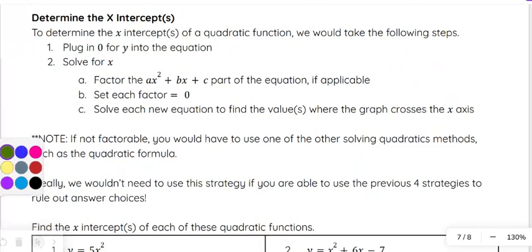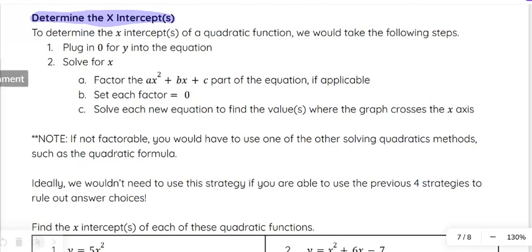So this last characteristic, again, is hopefully something you don't have to use, but I do want to point it out as an option in case you happen to come across a problem where you can't rule out enough using a, b, and c, and now even using the vertex that we just talked about. So to determine the x-intercepts of a quadratic function, we're going to plug in 0 for y, and then you're going to solve for x.